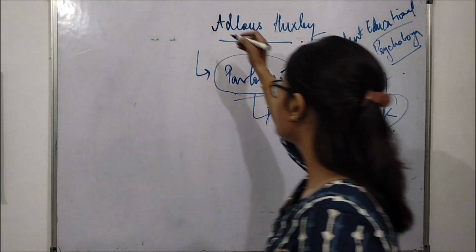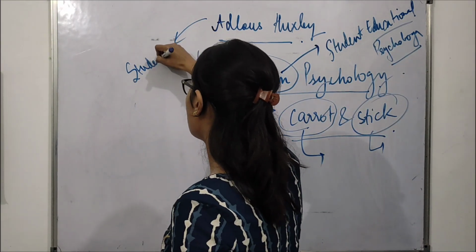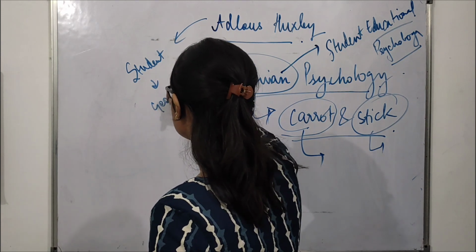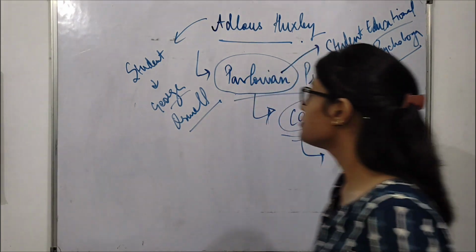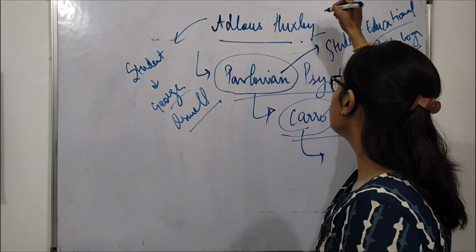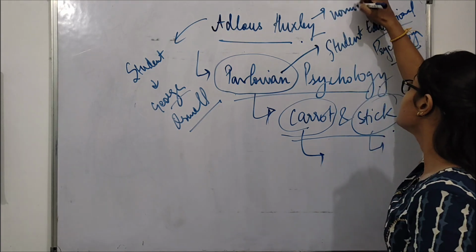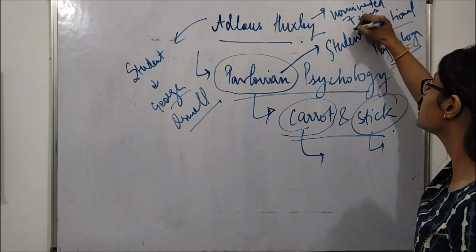Now, another thing that you need to remember about Aldous Huxley is that he was a student of George Orwell. We have already studied about George Orwell. If you haven't watched that video, go watch it. It will be really helpful for you. He was nominated 7 times for a Nobel Prize.